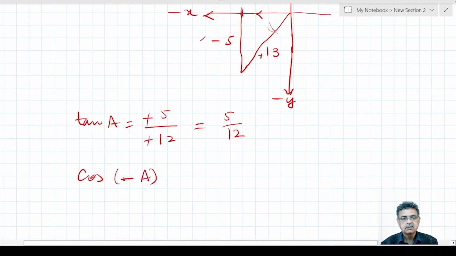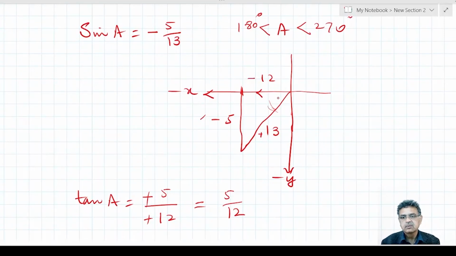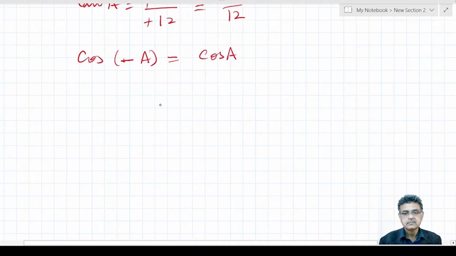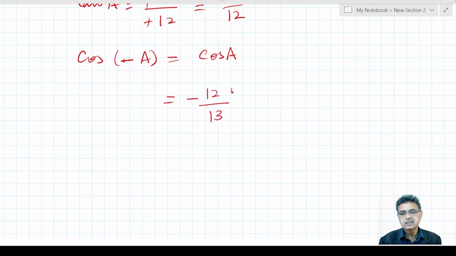We had done these identities of negative angles separately in a video. You can refer to that. Cos negative A is equal to cos A. So cos A is equal to, this angle is A, minus 12 over 13. So this is minus 12 over 13, adjacent over hypotenuse. So these are the angles.